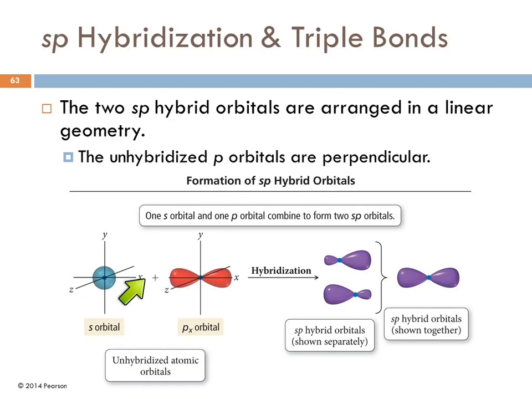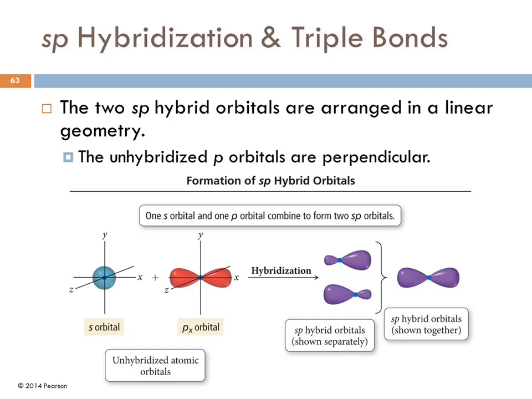Well, when we average one s and one p, we end up with these two hybrid orbitals. We have two orbitals that are degenerate, and they're going to arrange themselves in a linear form. They're going to be on opposite sides of the nucleus. They do have their little tiny lobe kind of sticking into the big lobe of the other one, but we're not going to worry about that.